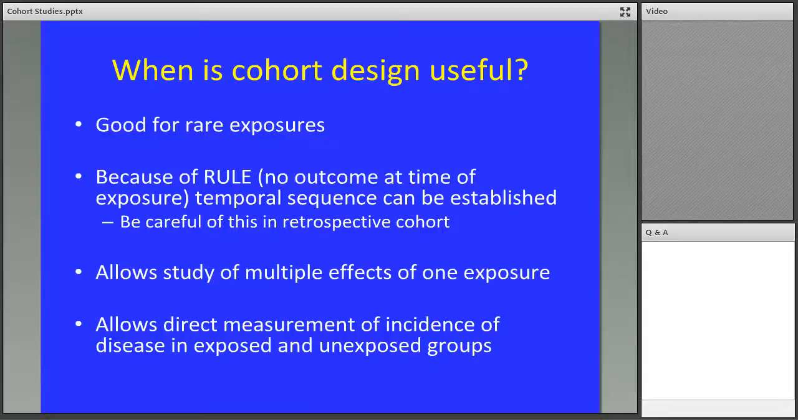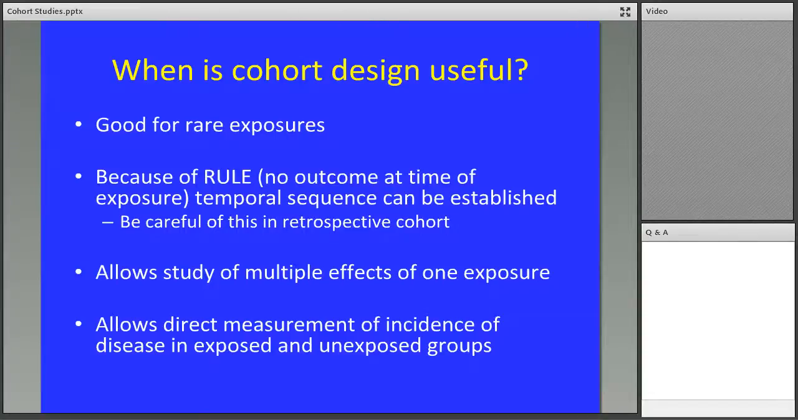So when is a cohort design useful? It's excellent for rare exposures. That's because of the rule: no outcome at the time of exposure, then you can establish temporal sequence. You just have to be very careful of this in a retrospective cohort. Just because it's all in the data set, you still have to follow that rule, and you have to know, either because of biological implausibility or something else that you know about that data set, that the outcome did not exist at the time of the exposure.